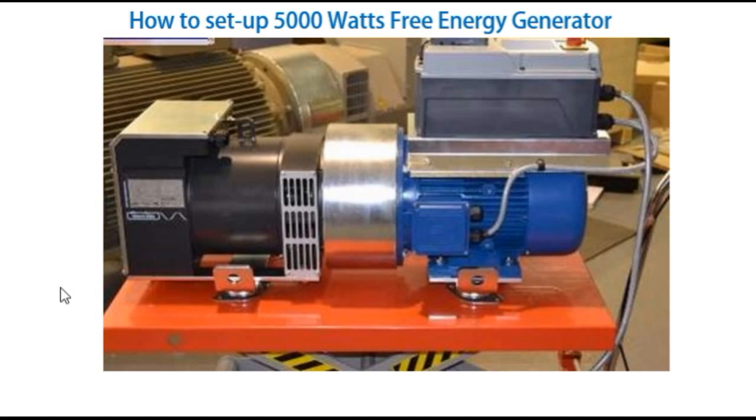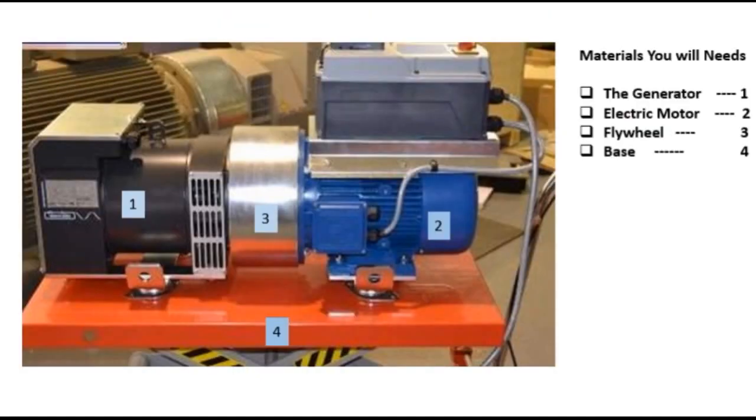Now, the first thing you need to know, as earlier discussed, is that you must have these 4 basic materials. These 4 basic materials are very important as far as free engine design is concerned. You must be able to at least acquire them. First, you must have a generator. The generator is the first thing you need, and this is the generator marked as number 1.